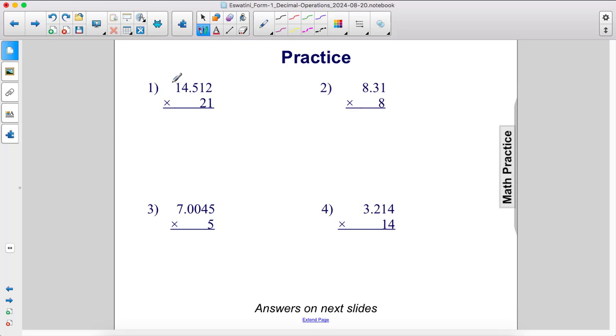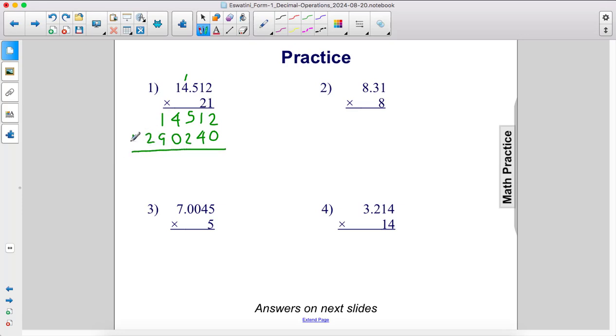First problem, 14.512 times 21. So we're just going to multiply, ignoring the decimal. 1 times 2 is 2, 1 times 1 is 1, 1 times 5 is 5, 1 times 4 is 4, 1 times 1 is 1. Put a 0, keep going. 2 times 2 is 4, 2 times 1 is 2, 2 times 5 is 10, so put the 0 there, put the 1 up here. 2 times 4 is 8, plus 1 is 9, 2 times 1 is 2.